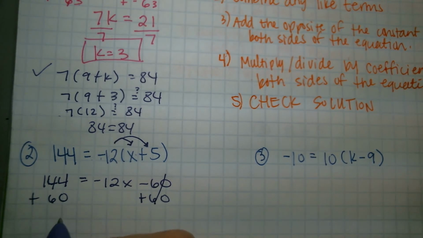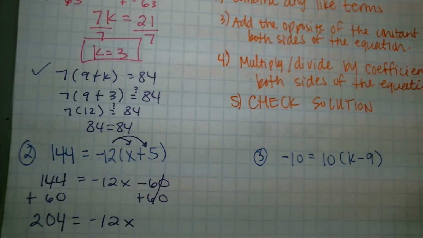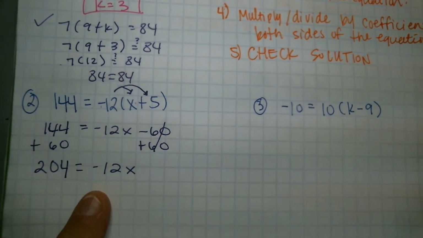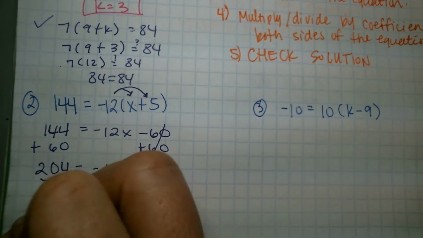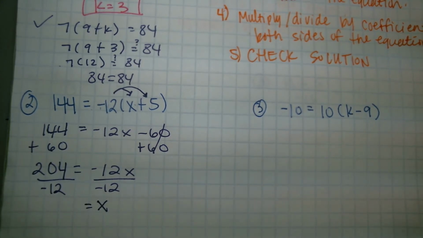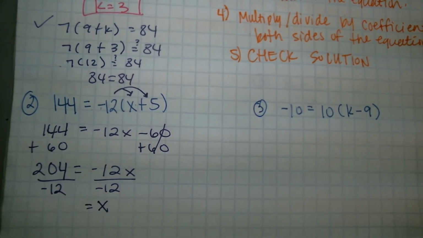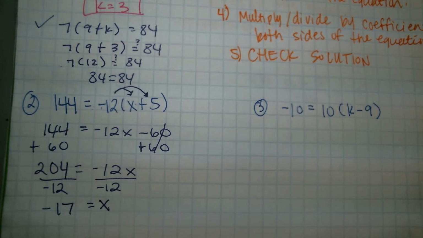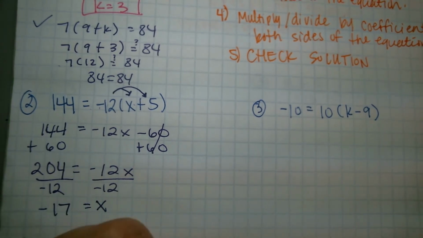All right, 144 plus 60, that is 204. That equals negative 12x. Then divide by the coefficient of x. Well, my coefficient of x is negative 12, so I'm going to divide that on both sides. And negative 12 divided by negative 12 becomes 1, and 1x is just x. And let's see, 204, calculator here, divided by negative 12. It's been a long day. I'm sure I could do this in my head, but I don't want to mess this up. So let's see, 204 divided by negative 12 equals negative 17.